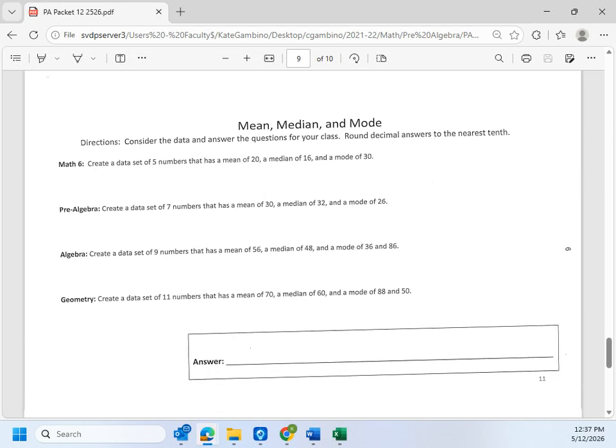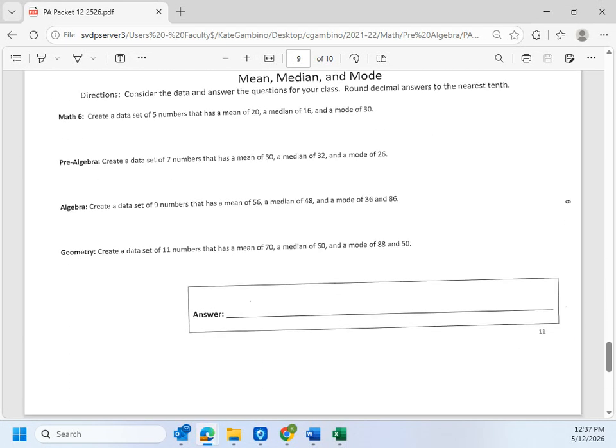Mean, median, and mode, we know how to do that. 7 numbers, so 1, 2, 3, 4, 5, 6, 7 numbers. They need a mean of 30, so if you add all 7 numbers up and divide by 7, you will get 30. You need a median of 32 and a mode of 26. There will be a variety of ways to get this, so you need to figure out your way to make it work.